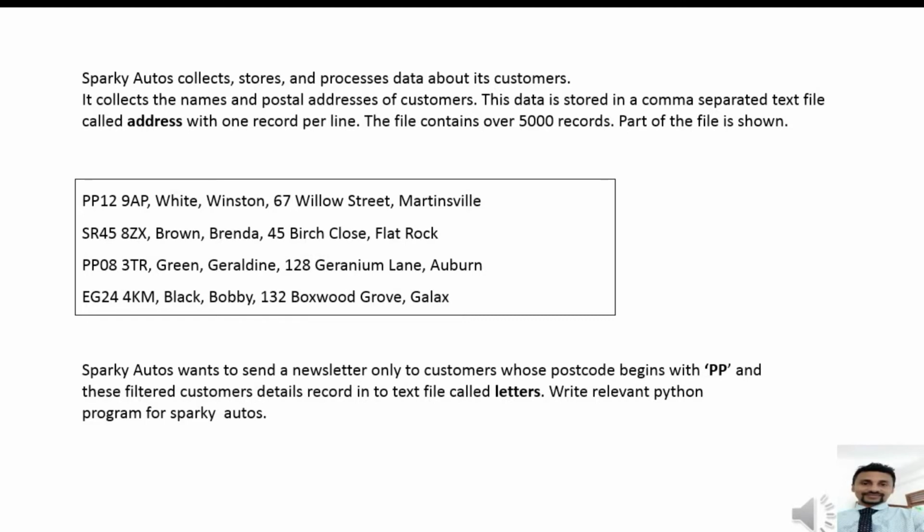Now in this question you have 5,000 records. In these records, you can see the sample records. Your records start with the postal code. So according to this question, we have to find out which records start with postal codes having PP and write them to a text file called letters. So we'll see how to do this type of question.